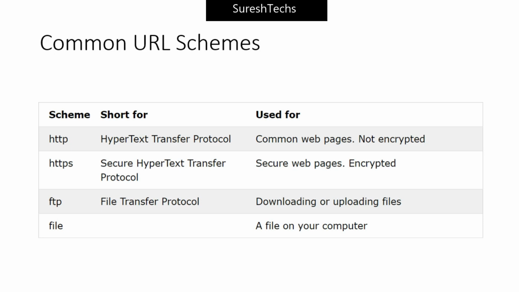And similarly a few others, such as FTP. FTP stands for file transfer protocol. Whenever you download files or upload files, you use this file transfer protocol. So these are the different URL schemes available. And what do you mean by URL encoding? That is what this topic is all about.